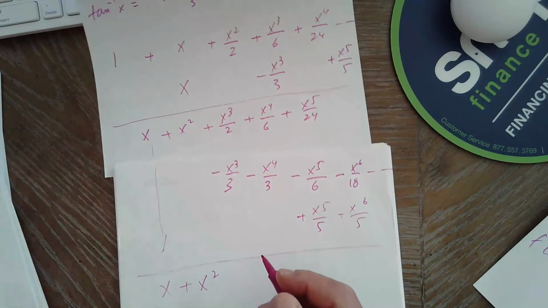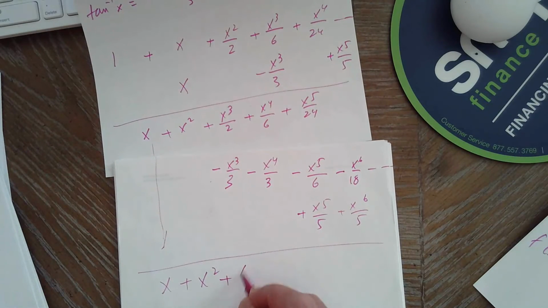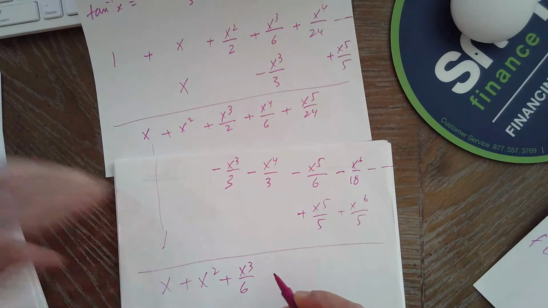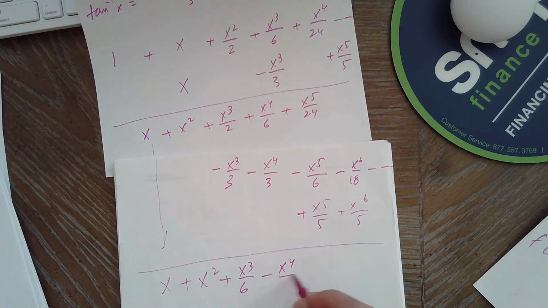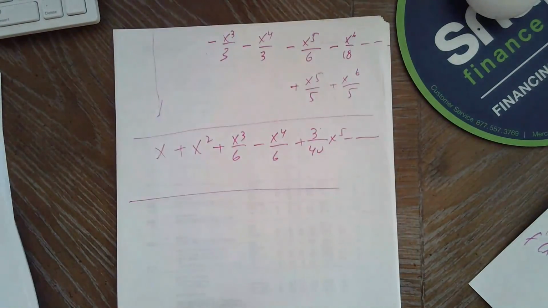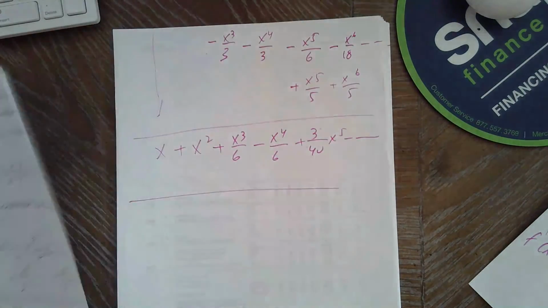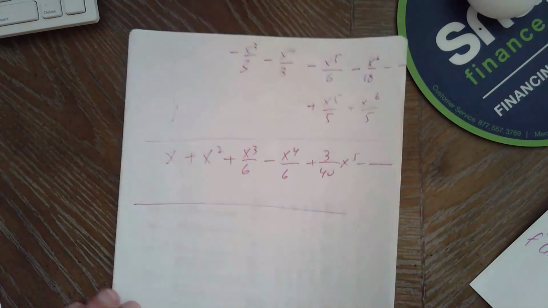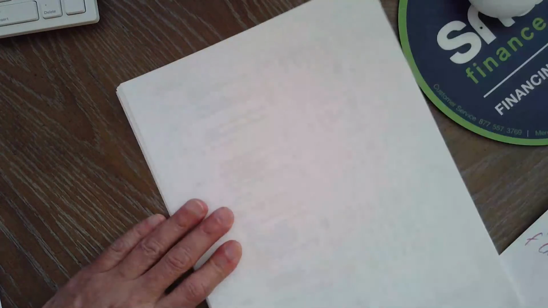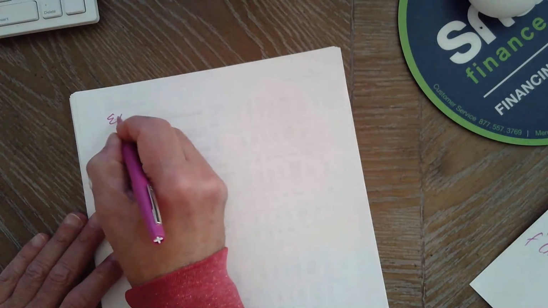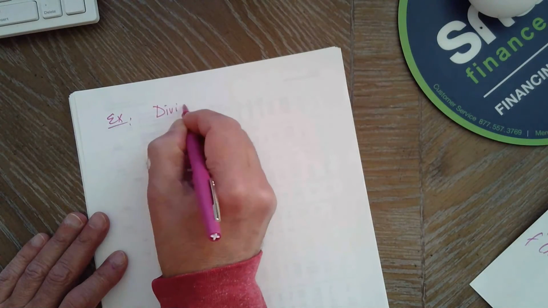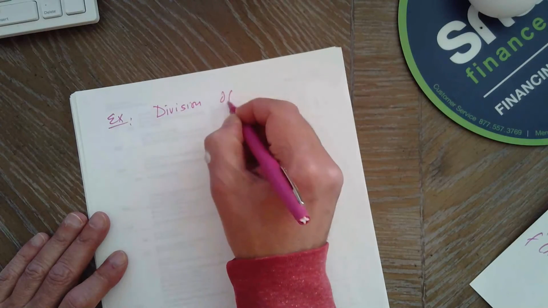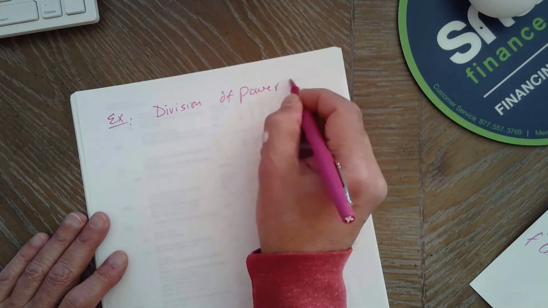Excuse me, x cubed over 2 minus x plus x cubed. That's all they're asking for, but if you want to do more, x4 over 6, because I did it, 3 over 40 x5. Okay, simple multiplication and addition of polynomials. Same thing with division of power series.